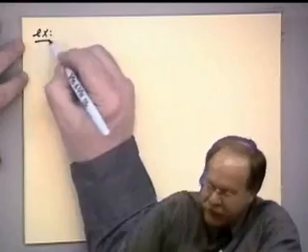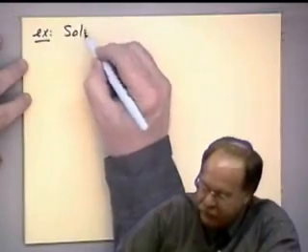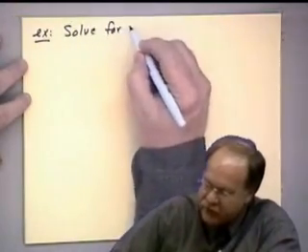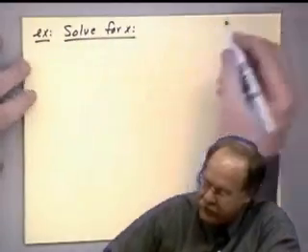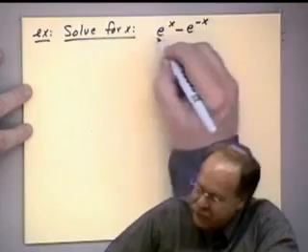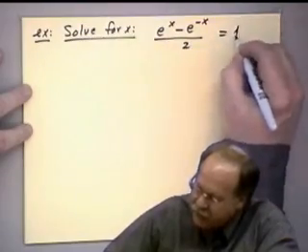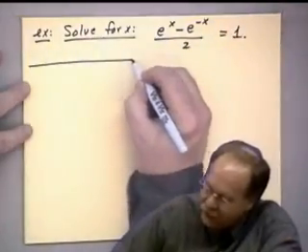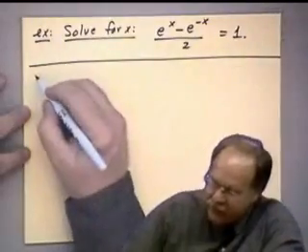But just to give you a little bit of flavor here, let's do one example. And we'll solve for x. This is sort of a classic example, so I like doing it. Solve for x in e to the x minus e to the minus x over 2 equals 1. I want to know what x values satisfy that equation.